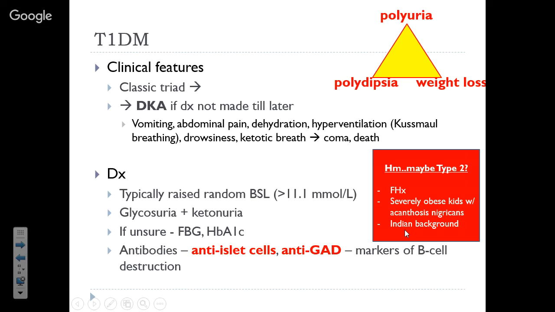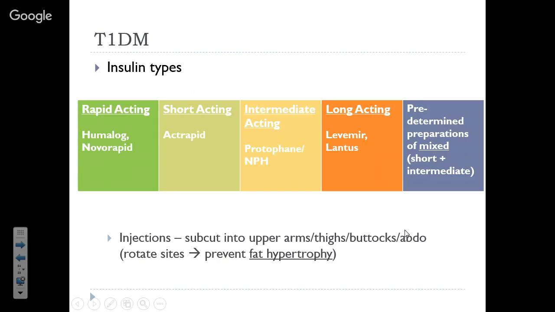Factors that might make you consider type 2 more include if a family history of type 2 diabetes, if they're severely obese, and apparently kids of Indian background are more likely to develop type 2 diabetes for some epidemiological reason.